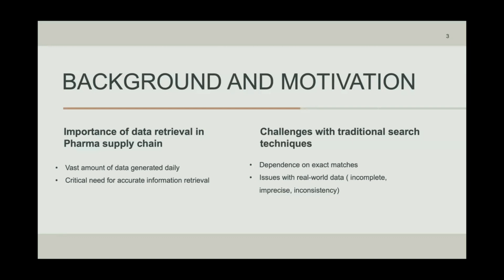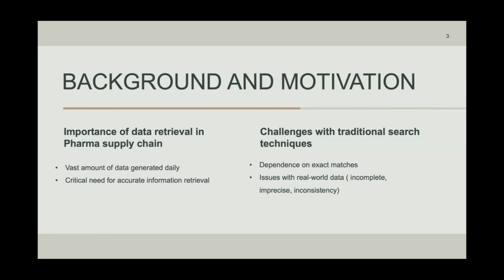Now, as I said before, there are traditional search techniques which sometimes work, but a lot of times they do not work so well. These rely heavily on exact matches, which is often inadequate in this context. These methods assume that the data is clean and consistently formatted, which is rarely the case in a real-world scenario. In the real world, data is incomplete, imprecise, and inconsistently formatted due to various factors, let's say human error, different naming conventions, and variations of the data and the source.